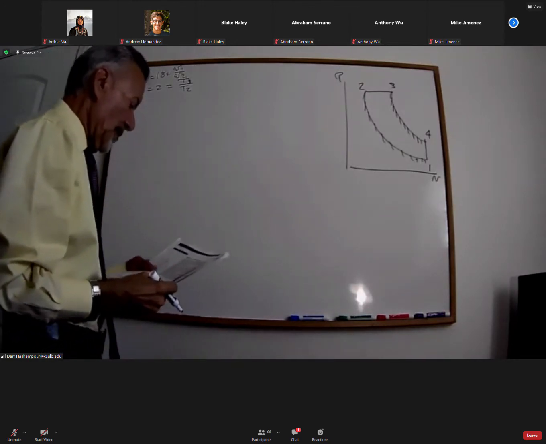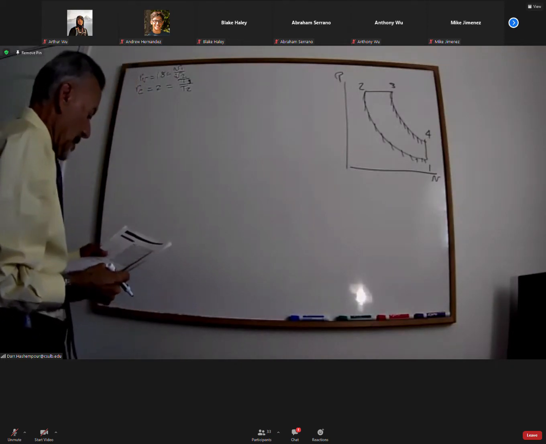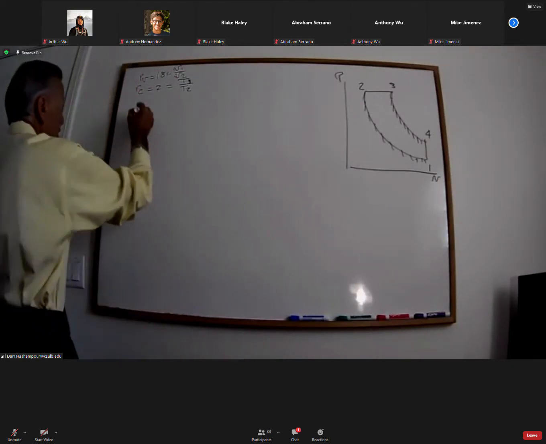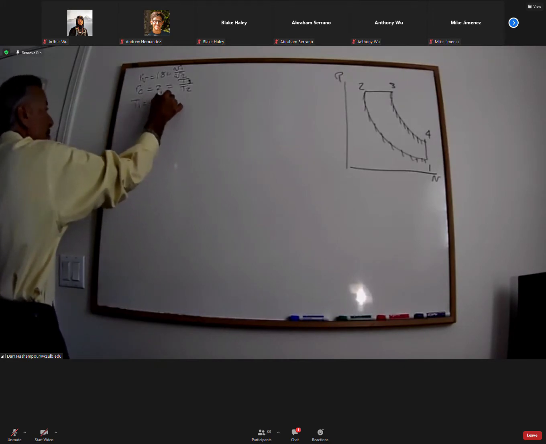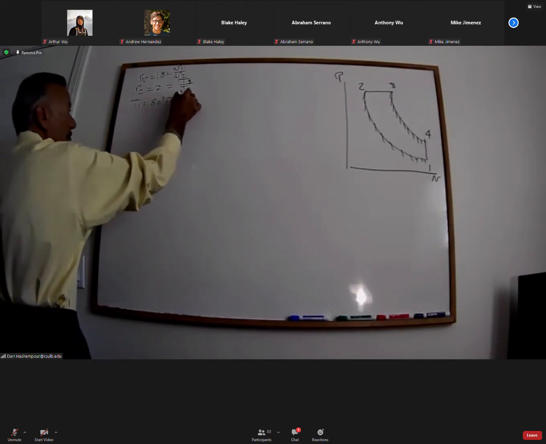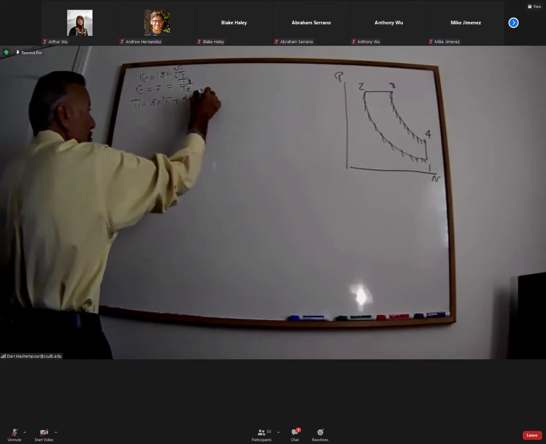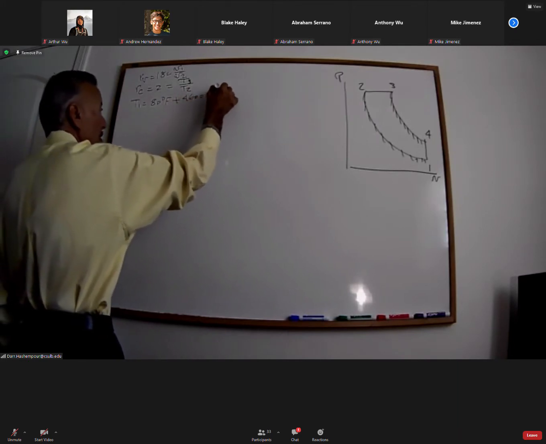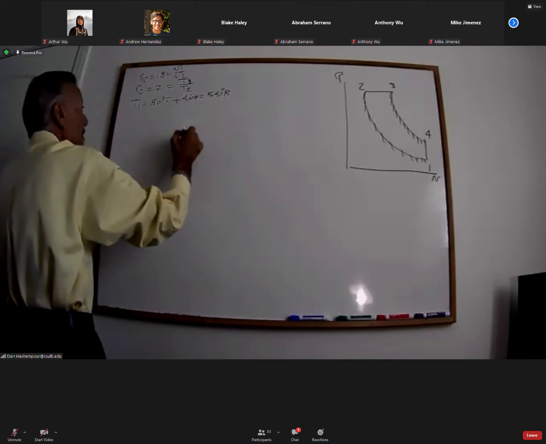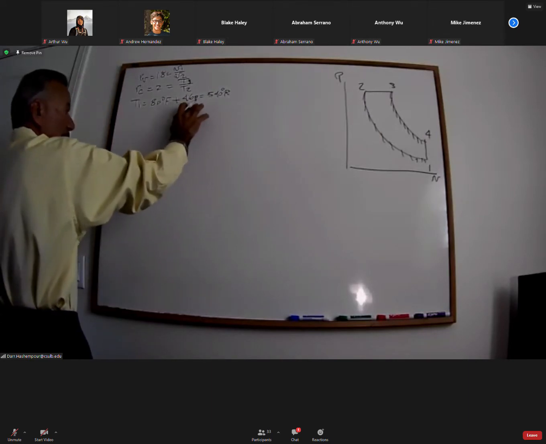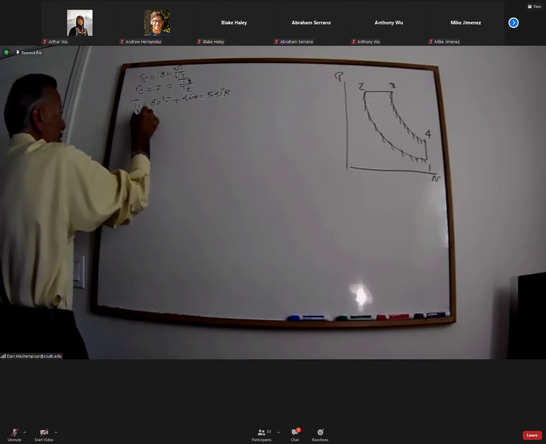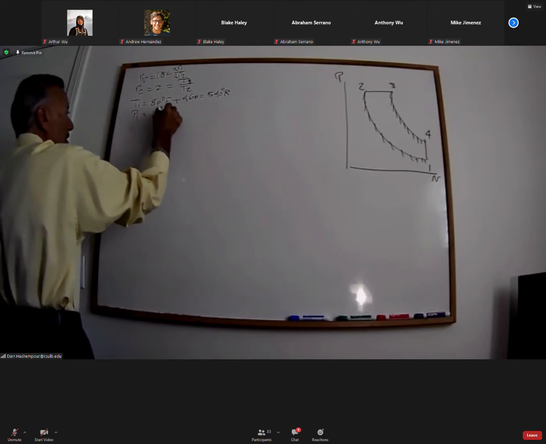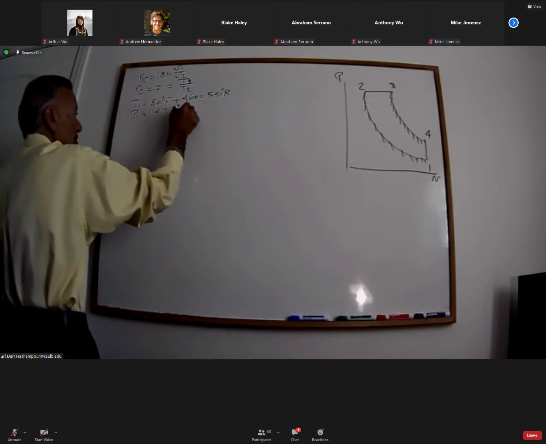Now, at the beginning of compression, the working fluid has a temperature of 80 degrees Fahrenheit. We add 460 to make it 540 degrees Rankine. Please do not use any decimal point, just exactly 460. And the pressure is 14.7 psi.